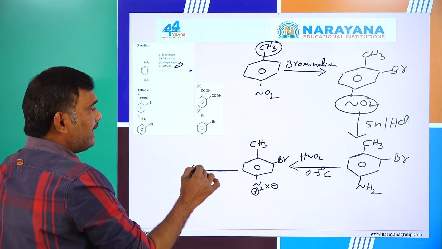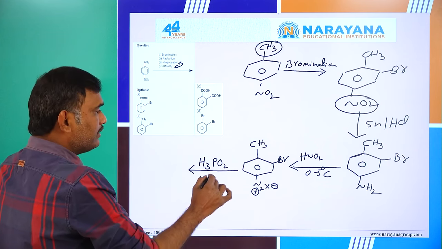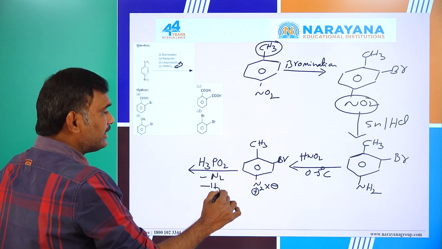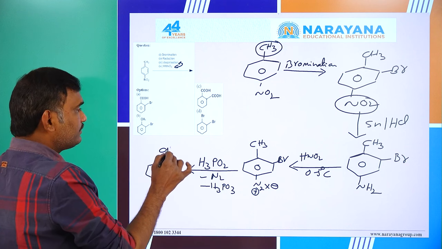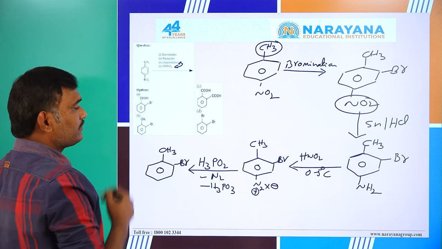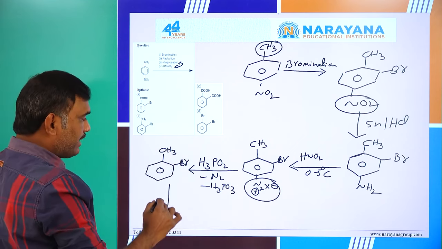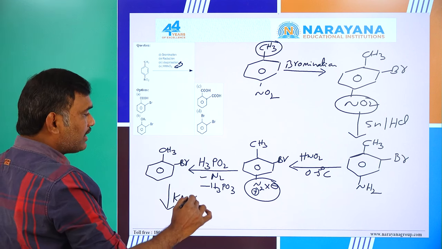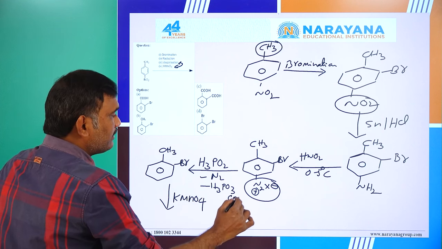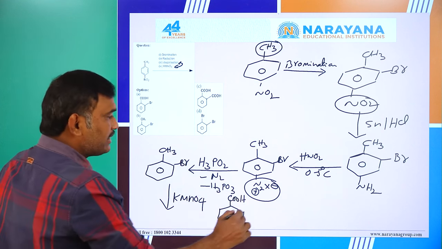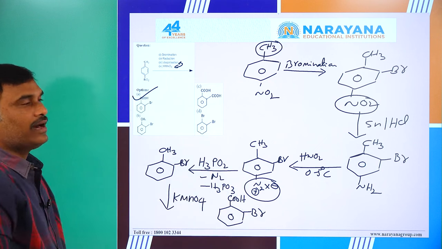Later it does H3PO2, again a reduction. H3PO2 causes a loss of nitrogen. It becomes oxidized into H3PO3 and the diazonium salt becomes reduced to benzene. Now KMnO4, that is a strong oxidizing agent, causes the alkyl group on the benzene to become a carboxylic acid. Still the bromine is present like that. So ortho-bromobenzoic acid should be the answer.